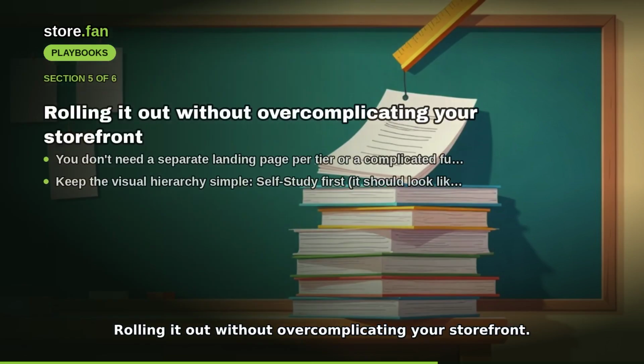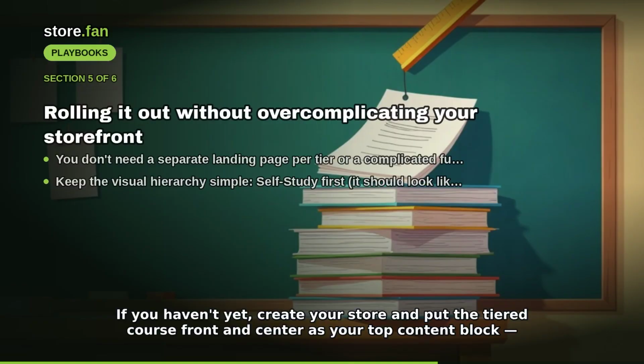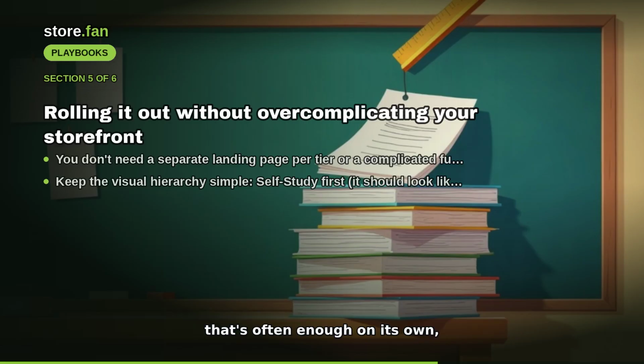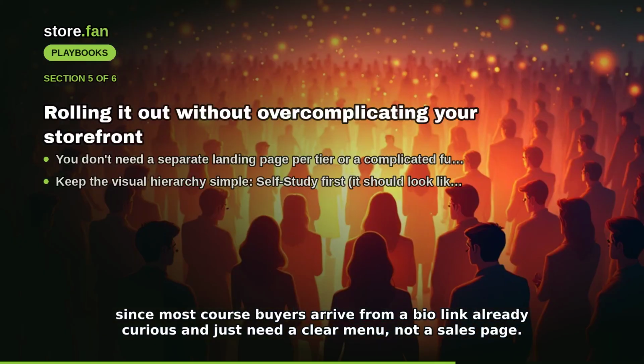Rolling it out without overcomplicating your storefront. You don't need a separate landing page per tier or a complicated funnel to make this work. If you haven't yet, create your store and put the tiered course front and center as your top content block. That's often enough on its own, since most course buyers arrive from a bio link already curious and just need a clear menu, not a sales page.